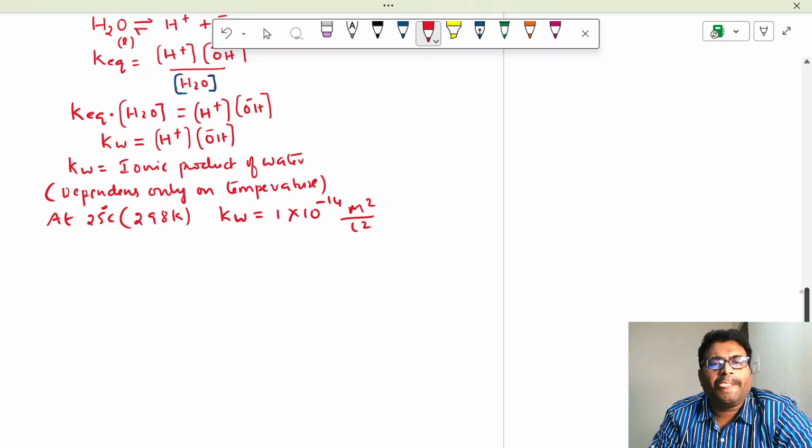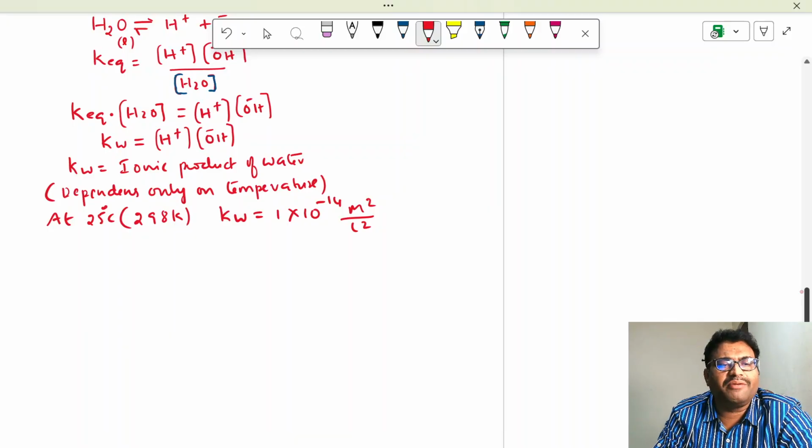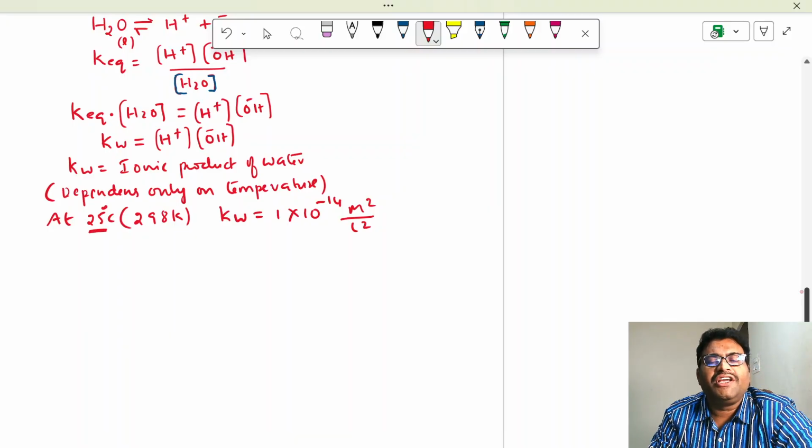Kw is found to be 1 into 10 power minus 14 mole square per liter square. This is the ionic product of water. It is practically calculated; it is an experimental value. Compulsorily, when you are mentioning Kw, you need to mention at what temperature the Kw is, because Kw depends only on temperature. It does not depend on any other factor.